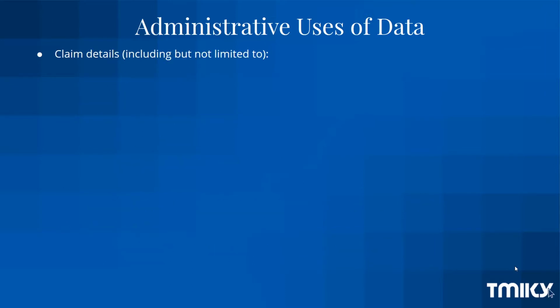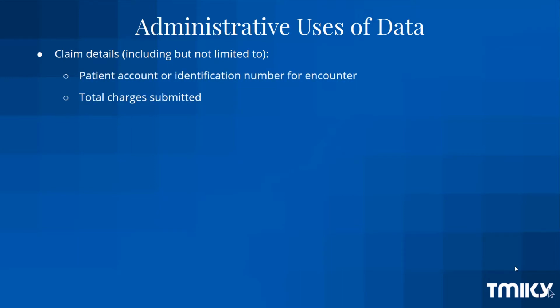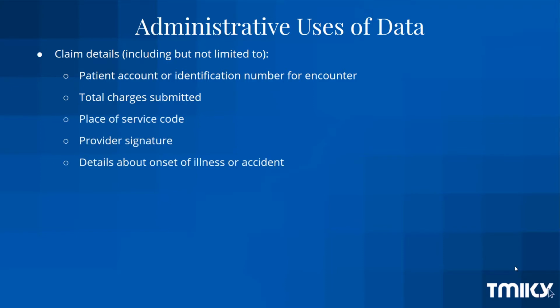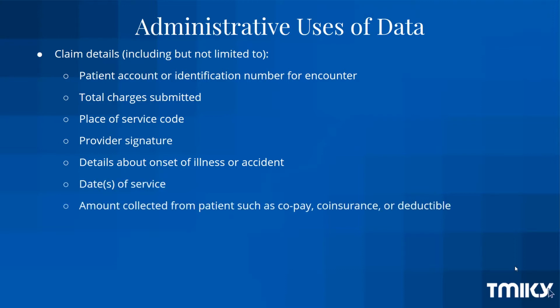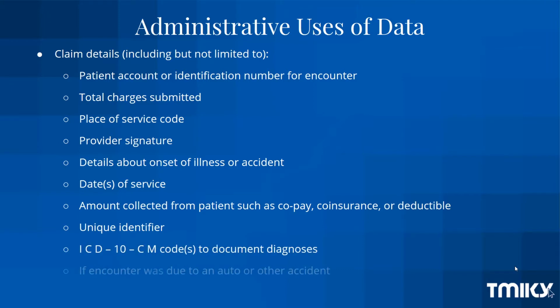Next, let's talk about claim details. They include, but are not limited to, patient account or identification number for the encounter, total charges submitted, place of service code, provider signature, details about onset of illness or accident, dates of service, amount collected from patients such as copay, coinsurance, or deductible, the unique identifier, the ICD-10-CM codes to document diagnosis, if the encounter was due to an auto or other accident, and if the encounter was due to a work-related injury.